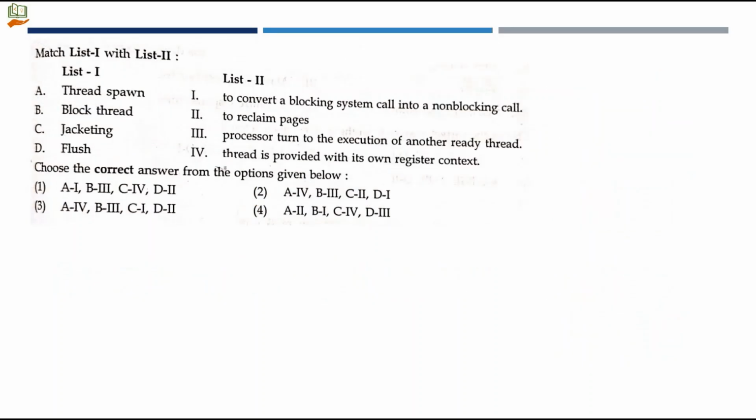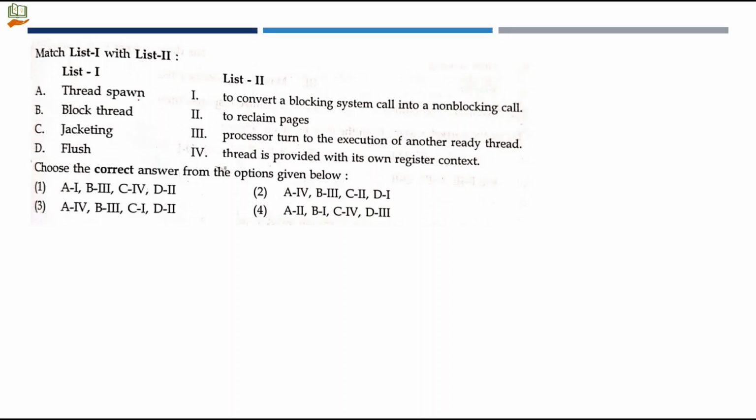Next question, match list 1 with list 2. Thread spawn, block thread, jacketing and flush. What is the term called spawn? Spawn means we can say it's to produce or generate. So it is about the creation of thread, we can say. When a thread is created, it is provided with its own register context. Threads are created in the following way.